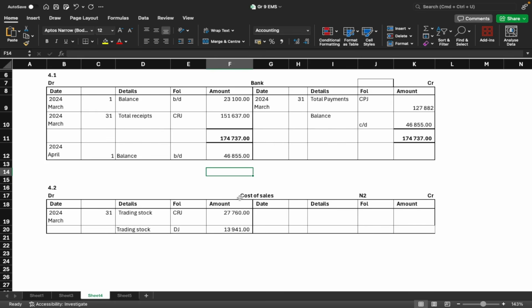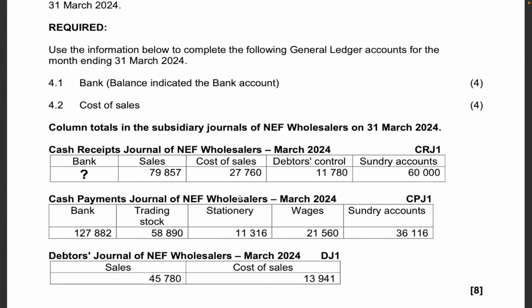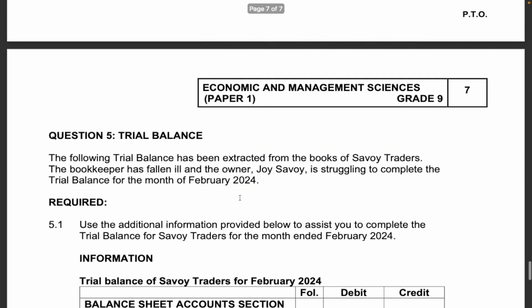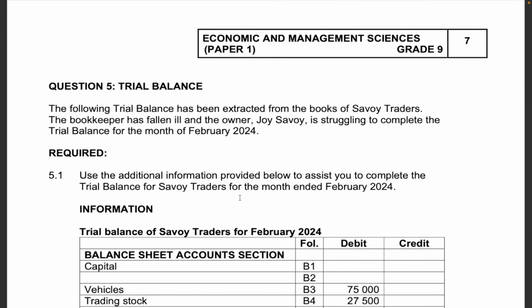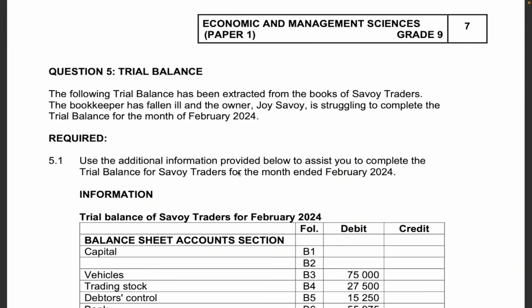Okay? Now that we have completed that, let's move on to the final question, question 5. Almost there. So let's go down here. And this is specifically on the trial balance. By the way, we've done a lesson as well on the trial balance. You might want to check that out in the link in the description below as well if you'd like to understand more details on the trial balance.